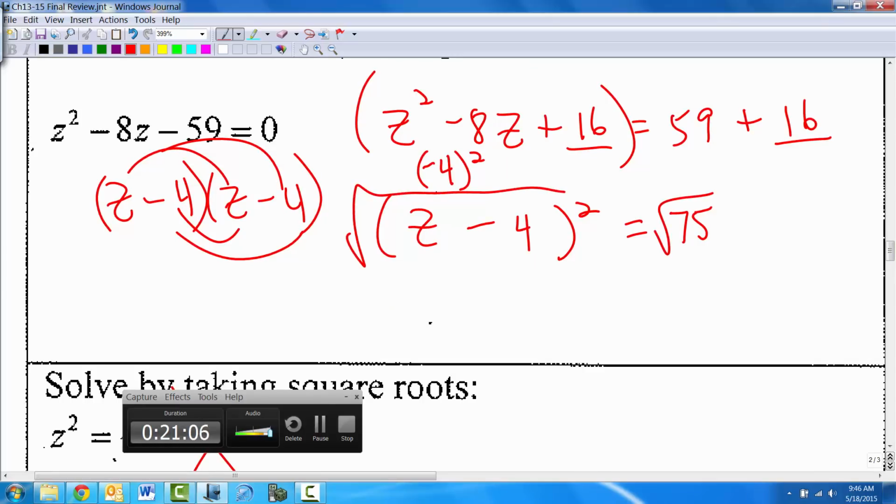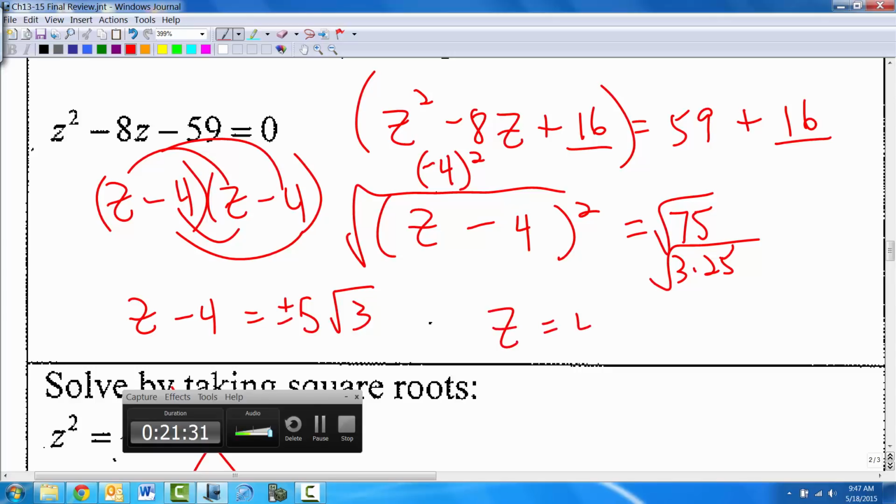Now we're going to square root both sides. That's why it's right after this last question. And then this becomes z minus 4 equals. This is not an i number. Don't be a robot. It's the square root of a positive. So no i here. 75 is 3 times 25. So square root of 25 is 5. 5 root 3. 3 times 25. All right, plus minus. Then z equals 4 plus or minus 5 root 3, doing it through completing the square.